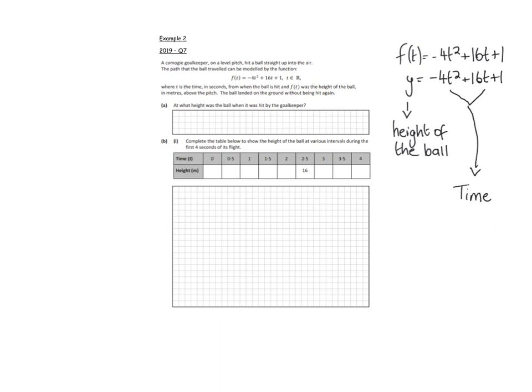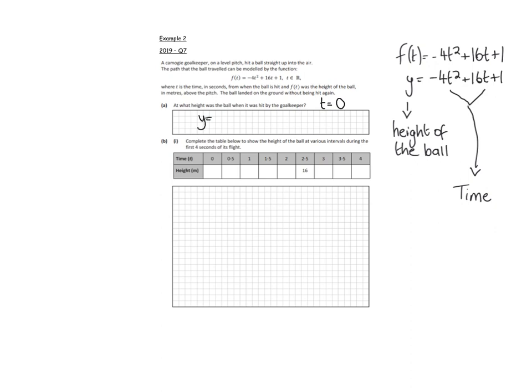So the first question here says, at what height was the ball when it was hit by the goalkeeper? This question then is asking us, how high was the ball when the goalkeeper hit it? So we're thinking about the function that we have here, and we're looking at the height of the ball after it is hit. So we need to figure out what time it is going to be hit at. And well, when it's hit, time is equal to 0. So what we need to do then is just figure out what the y is, which is the height of the ball when the time is 0.